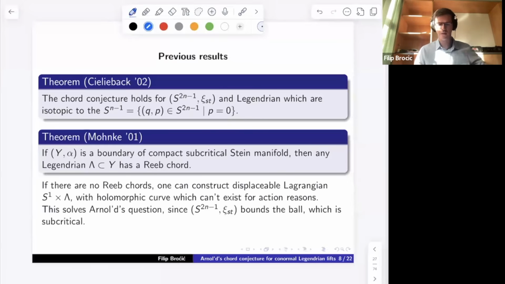And Mohnke's method was to use the displacement disjunction due to Chekhanov and the construction of a Lagrangian inside of the Stein manifold using the Reeb flow and the Liouville flow. So he constructs a Lagrangian which has topology S1 times Lambda. So morally speaking, if this is the Liouville direction and this is the Reeb direction, he builds a circle using these two flows.